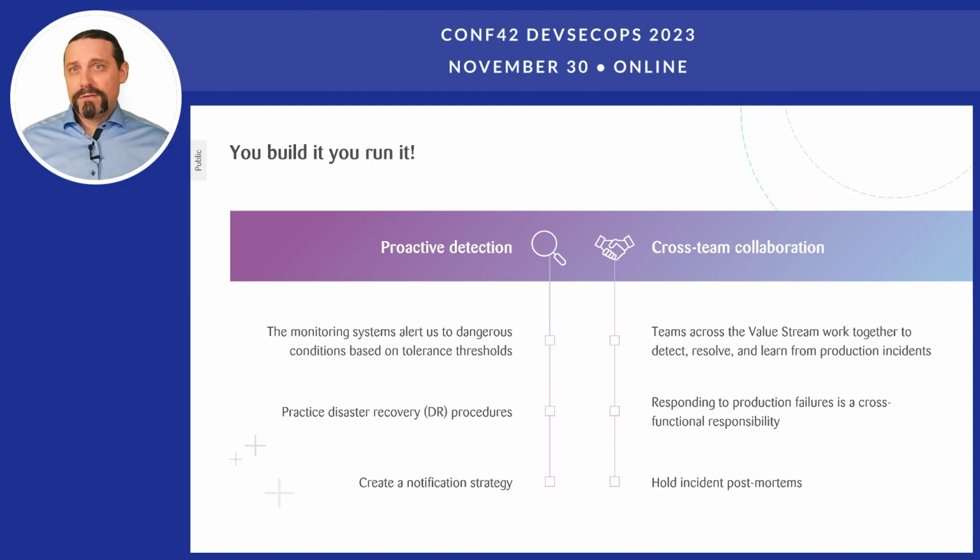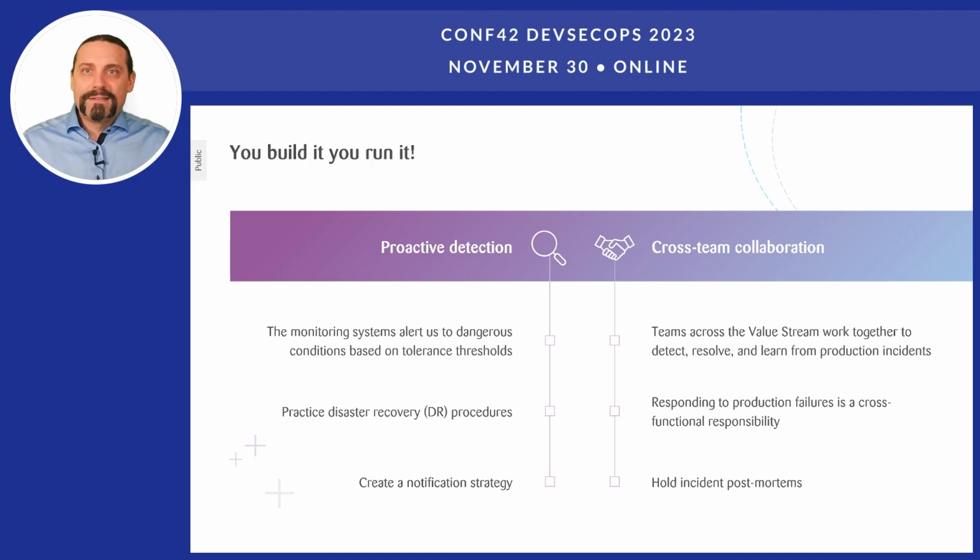Also, disaster recovery is a very important thing. Usually disaster recovery procedures are not really in place and also not rehearsed on a regular basis. And of course, based on that, we need to have a notification strategy. I also mentioned cross-team collaboration. What we don't want to have is that only operation takes care about the production and owns the incident process.